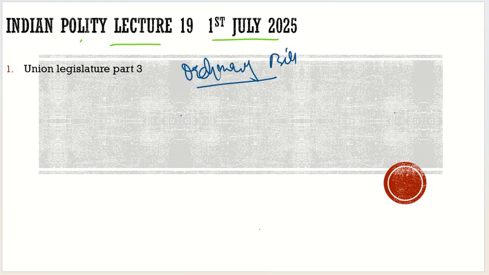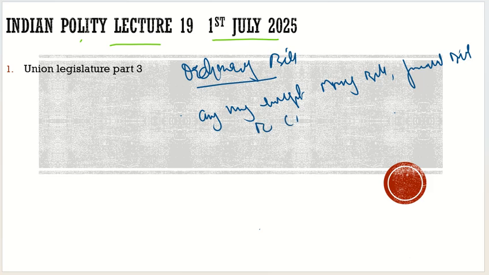So what is an ordinary bill? Remember that any bill except a money bill, a financial bill, or a constitutional amendment bill is an ordinary bill.